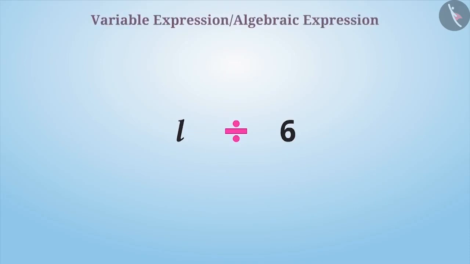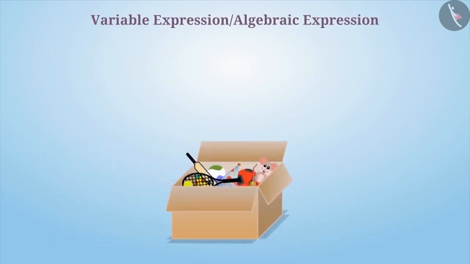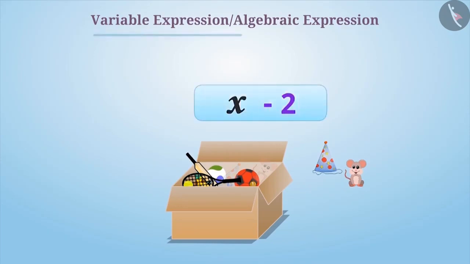Let's understand this with an example. Here is a box which consists of some toys. Let's express their number with the variable x. If we remove 2 toys from the box, then how many toys will be remaining in the box? There will be x minus 2 toys in the box. This is also an algebraic expression.